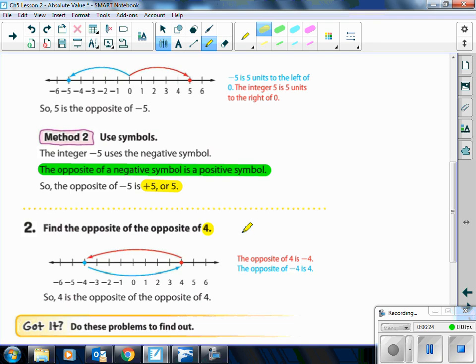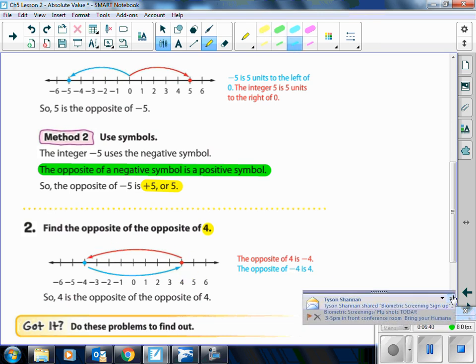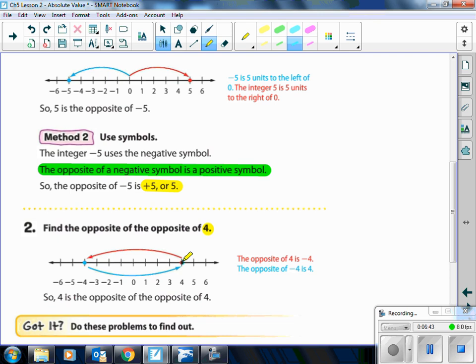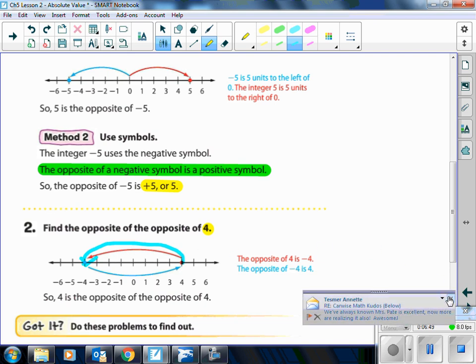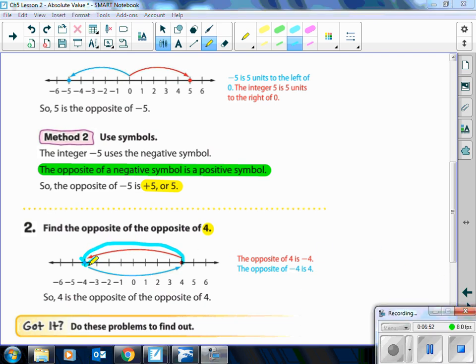So, without even looking at any work, according to our definition, the opposite of the opposite is itself. What's the opposite of the opposite of 4? 4. Very good. So when we look at it on the number line, here's 4. And we want the opposite of 4, which is negative 4. So the opposite of the opposite would be back to positive 4. Is that clear? All right, very good.